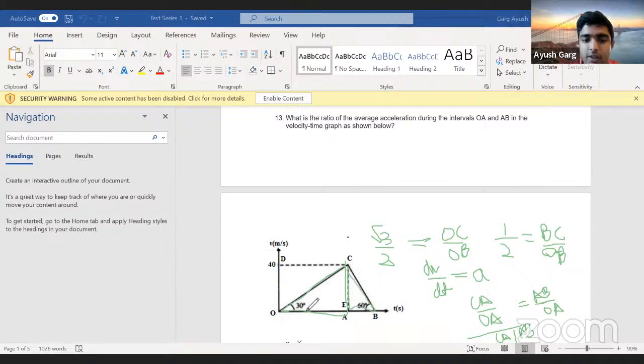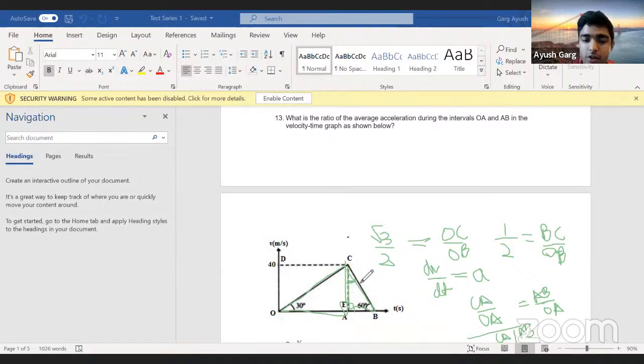Why? Because of similarity. This angle is 30 degrees, this angle is 30 degrees. This angle is 90 degrees, this angle is 90 degrees. Why is this angle 30 degrees? Because this entire thing has to become 180 degrees, the sum of angles of a triangle. So this is 90, 60, 30. Now can you take a ratio?